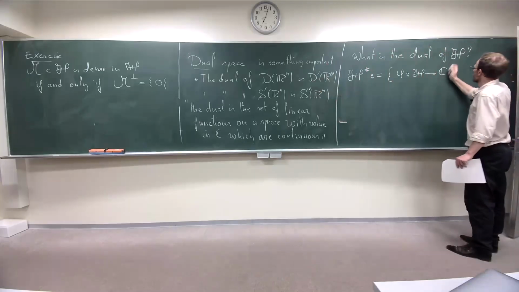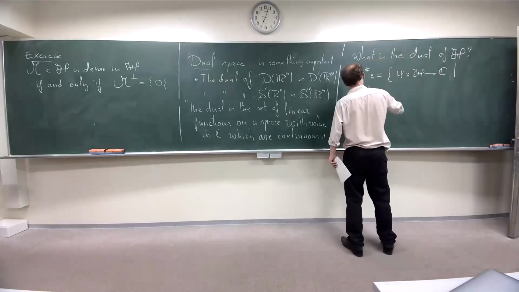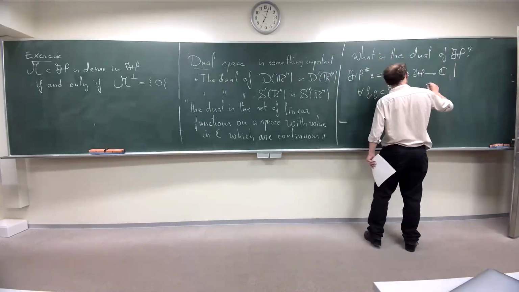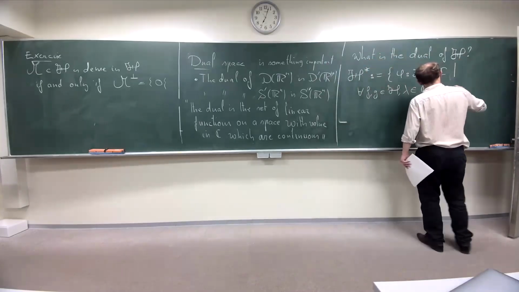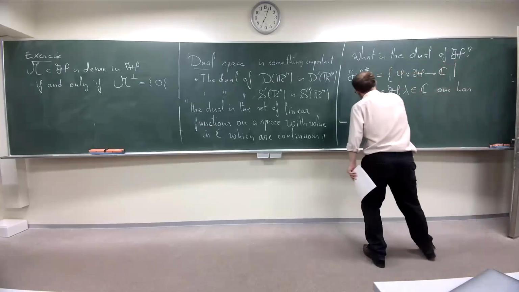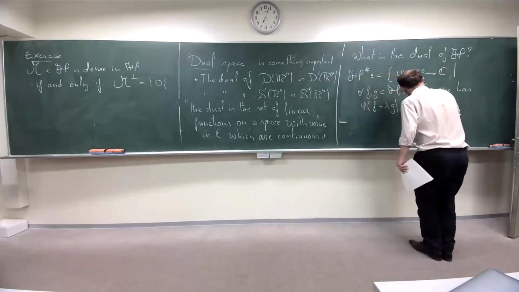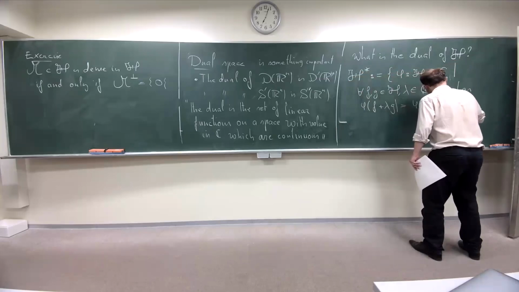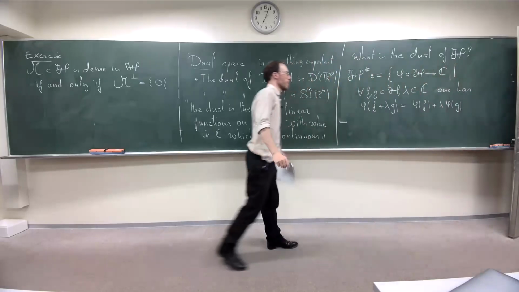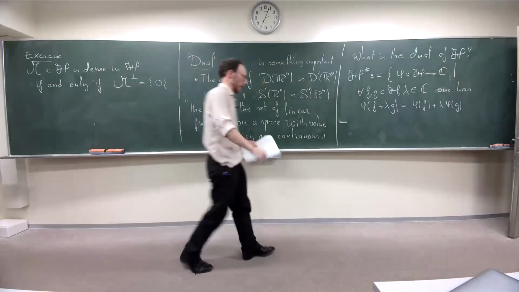Such that, as I said, it has to be linear. So whenever you take F and G in H and lambda in C, one has phi of F plus lambda G is phi of F plus lambda phi of G. This is linearity. And now I want some continuity or something like this.